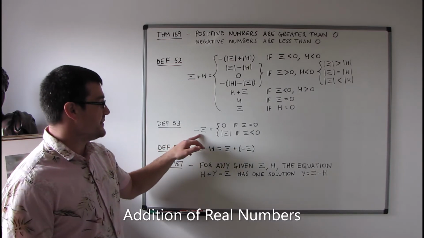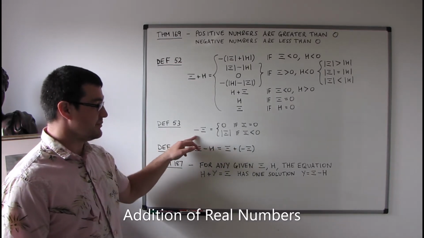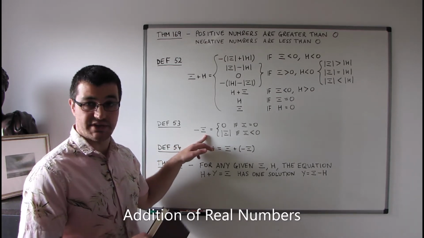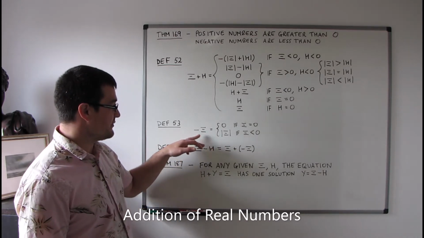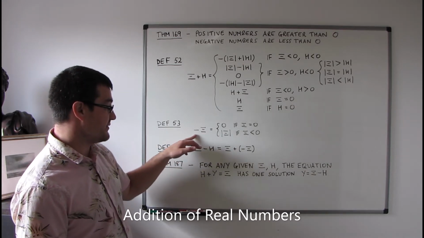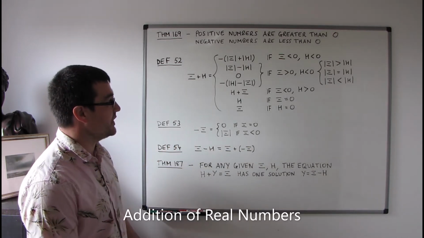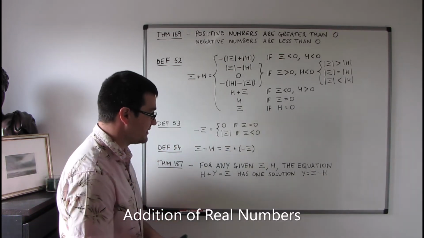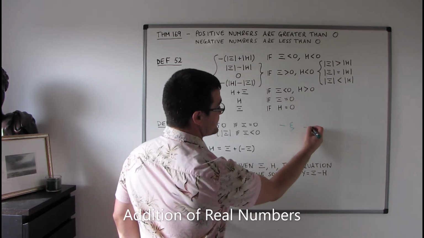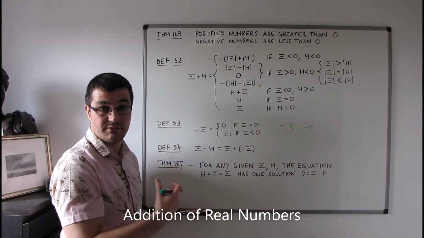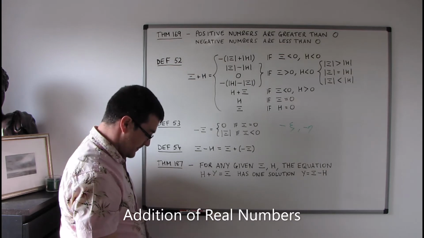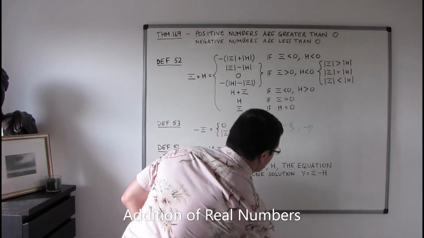Definition 53 brings a meaning to this symbol in general, so minus psi. I said right at the start, when I was defining real numbers, that if we see this symbol here, minus psi, we can't take that as meaning that this is a negative number. It's only if we see something like minus psi or minus eta that we're free to assume that it is a negative number that we're talking about.